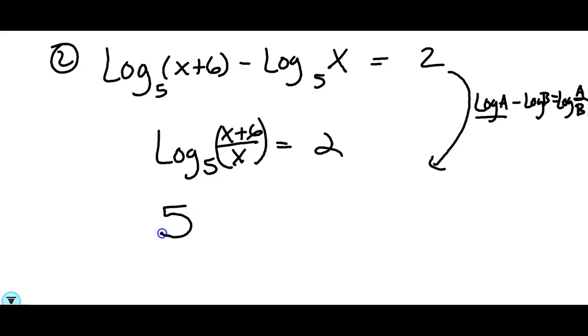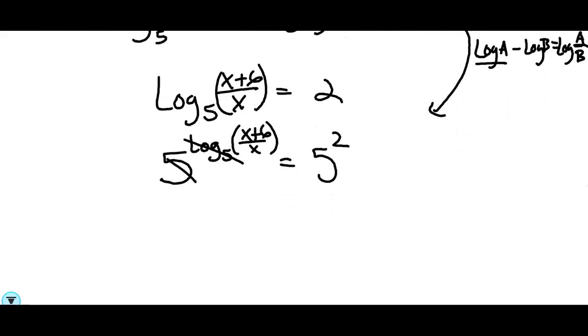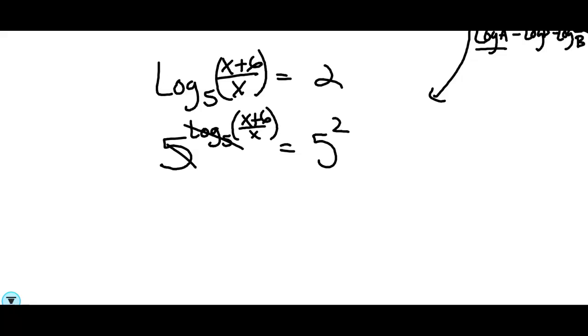So it's going to be 5 to the power, and then 5. These cancel. And what's that going to equal now? 25. We could do that. That's pretty simple. We can handle that. 25.